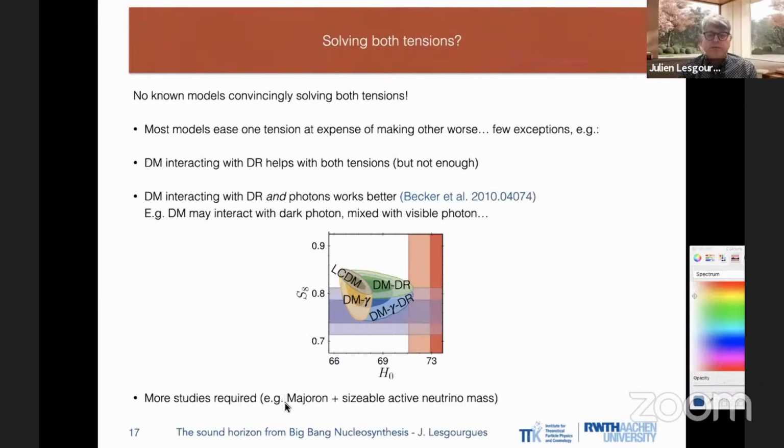For instance, I praised this Majoron scenario before. This one has not been yet investigated, taking into account the active neutrino masses, because this raises technical difficulties at the level of modeling cosmological perturbations. But if they could be solved, then maybe this Majoron model would solve both tensions at the same time.